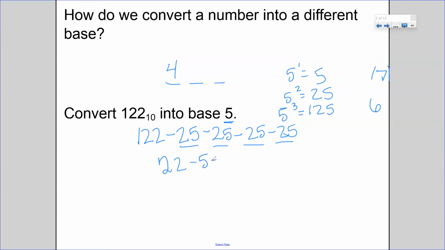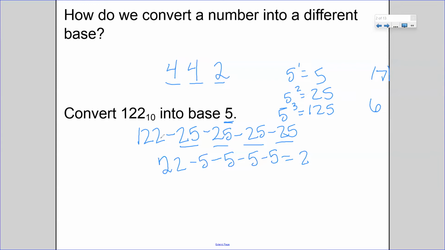And then we would take away 5s, which we get 4 of there. And then we would be left with 2, which would be our units digit. So one way is essentially taking away groups of the highest power you can until you get smaller and smaller numbers. The other way to talk about it is by dividing by that number.